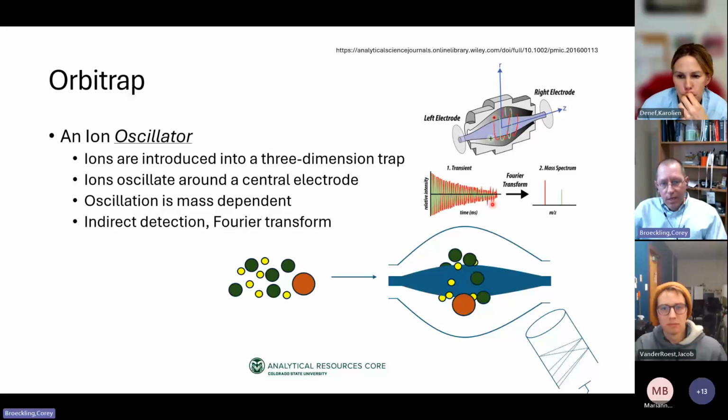But what happens then is there's a mathematical transformation called a Fourier transform that is applied to this transient to convert that into a mass spectrum. So this is a very different property, but it's also a type of mass spectrometer, and it also has the property of a time of flight in that it can measure all of the ions in a population in one scan.